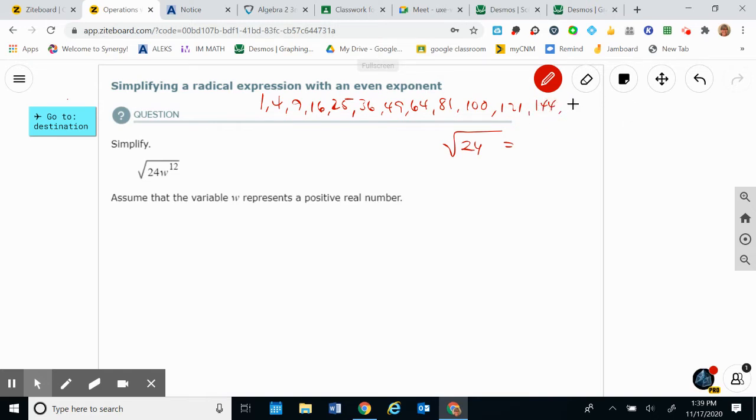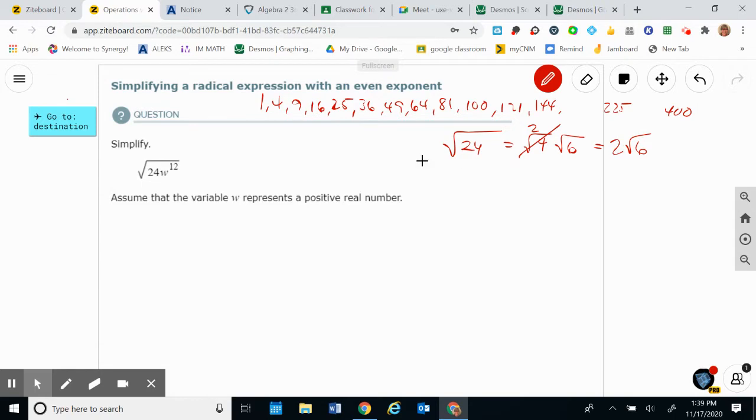Another couple common ones: 225 is really common, 400 is really common, 20 times 20. These are really common ones that they use a lot. But we're looking, does any one of these go into 24? And 4 does. So if you remember, we broke this up like this, and then we took out the 2 and we got 2 root 6.